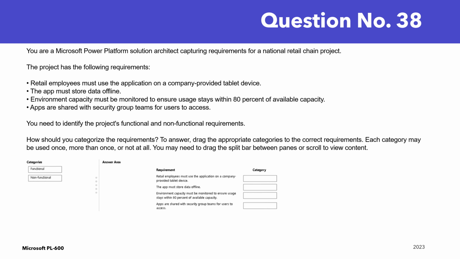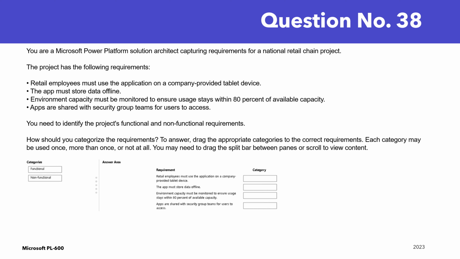You are a Microsoft Power Platform solution architect capturing requirements for a national retail chain project. The project has the following requirements. Retail employees must use the application on a company-provided tablet device. The app must store data offline. Environment capacity must be monitored to ensure usage stays within 80% of available capacity. Apps are shared with security group teams for users to access.